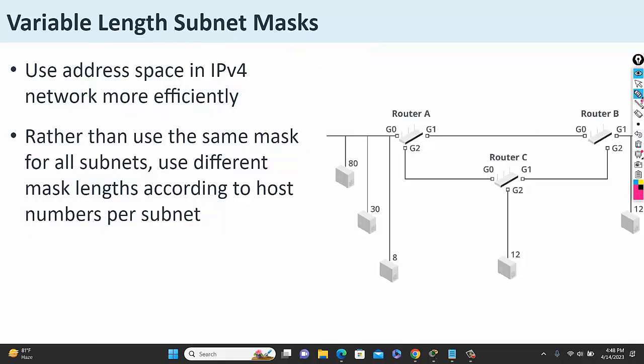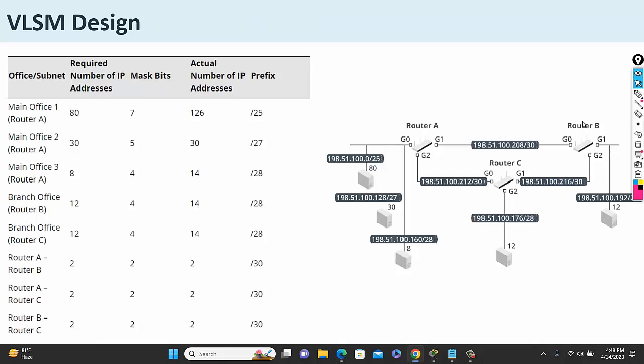For a basic example, here is one office, here is office 2, 3, multiple offices are there and multiple routers are there. In the main office, you have a requirement of 80 IP addresses, 80 computers you need to connect. But when you are using 192.168.1.0, the total number is 254. So it is not enough.